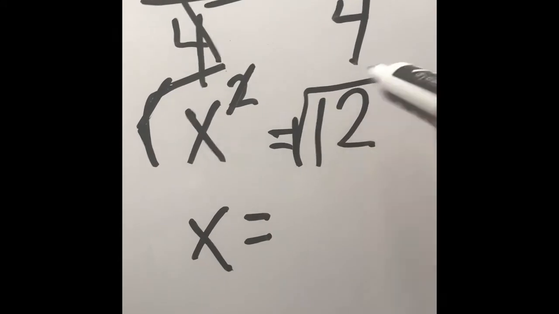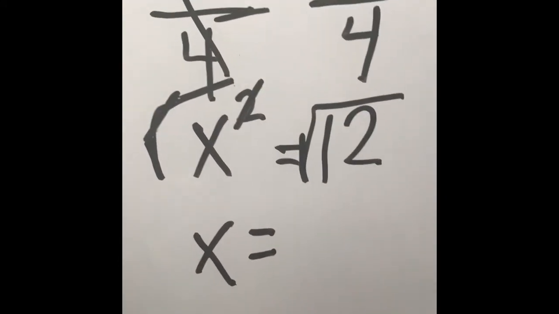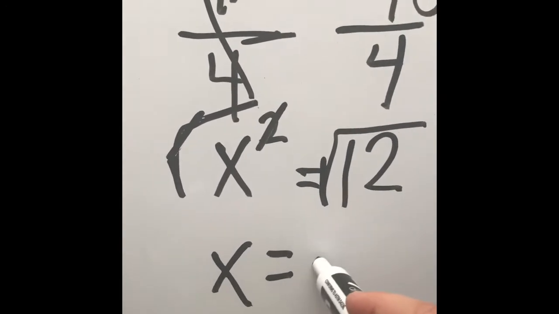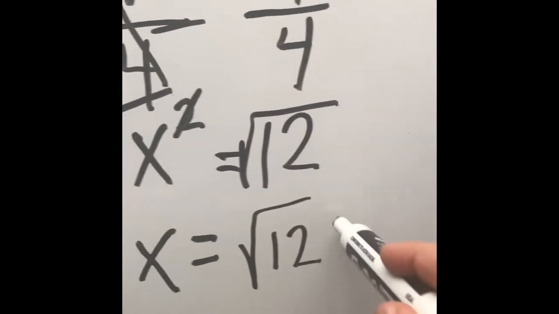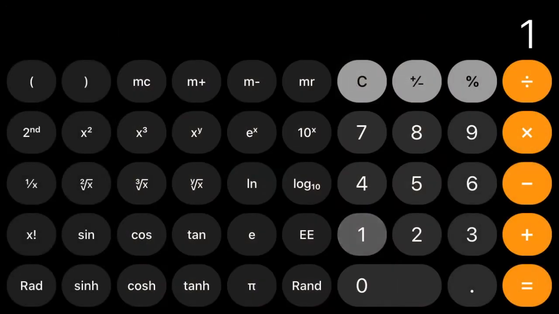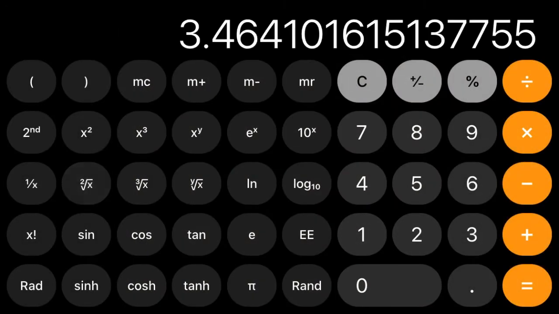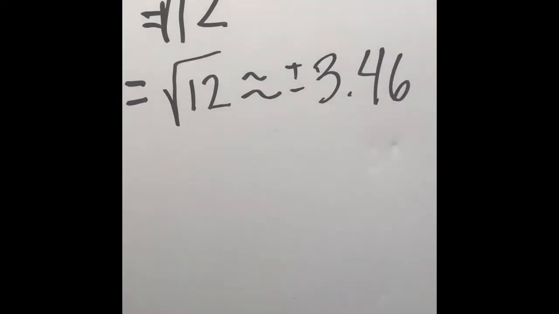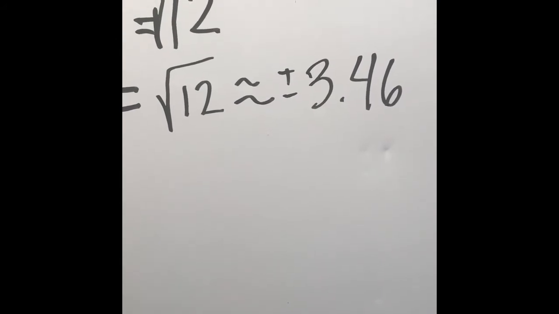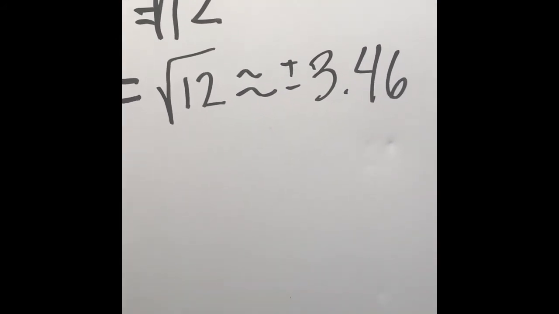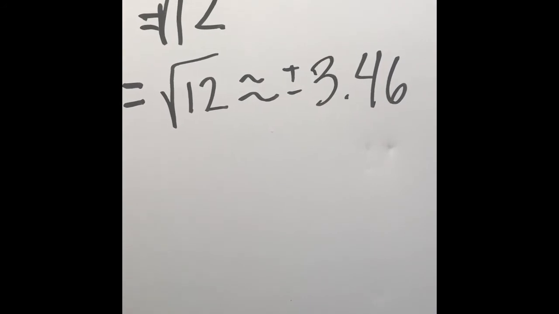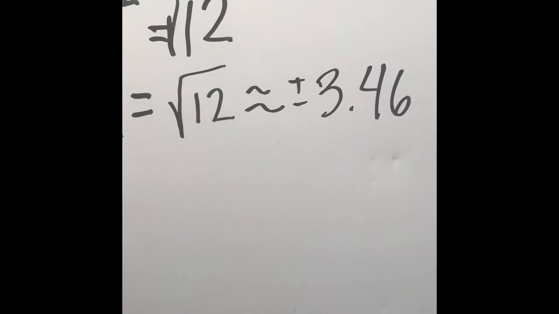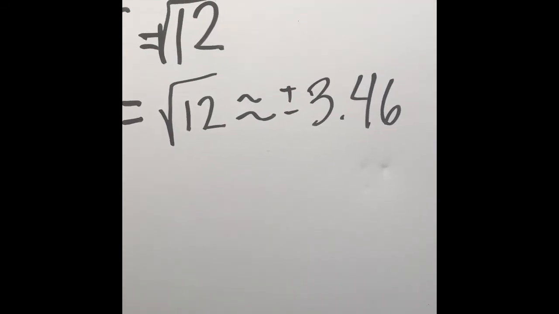Now, the 12 is not a perfect square. No whole number times itself gives you 12. So we just have to figure out what is the decimal approximation to the square root of 12. So on our calculator, we got that the square root of 12 is about 3.46. But don't forget, when you take square roots in algebra, you have to have the positive version and the negative version, because both, when you multiply them together, will give you a positive answer.